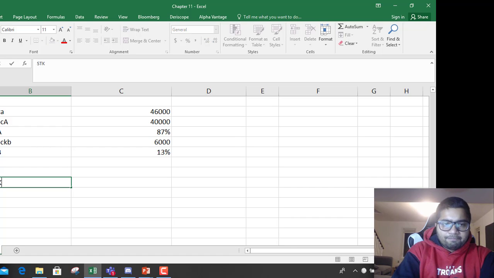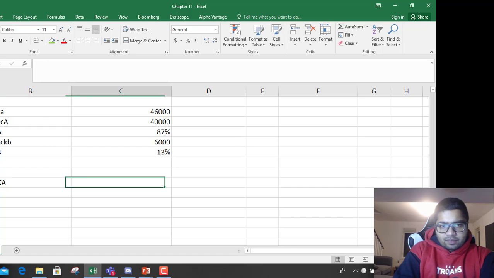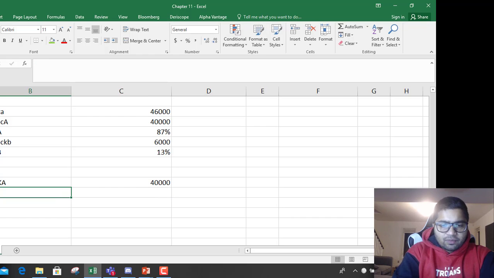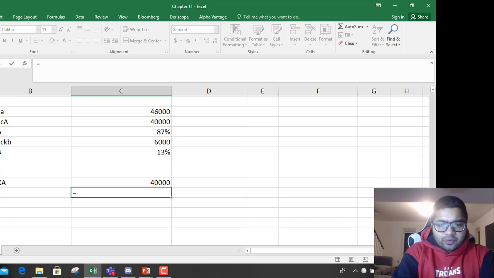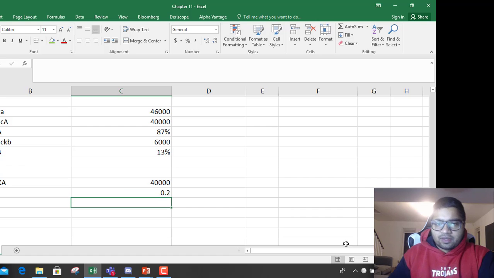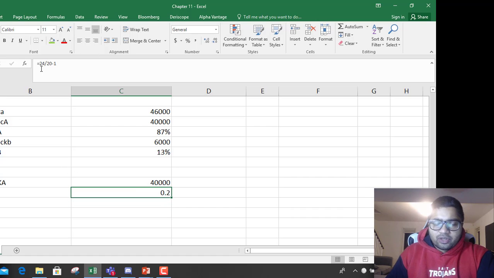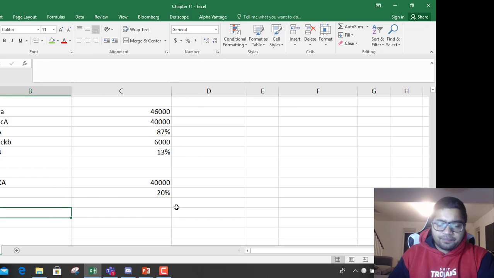So stock A, you're putting 40,000. What is the return on stock A? It went to 24 from 20, minus 1. So how did I do it? 24 final value, or future value, divided by present value 20, minus 1. So 20% return.